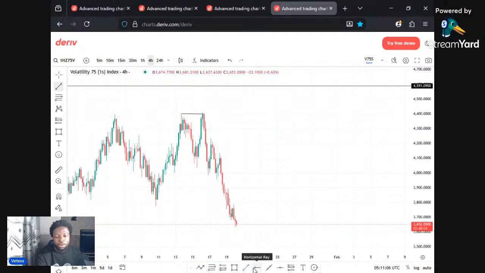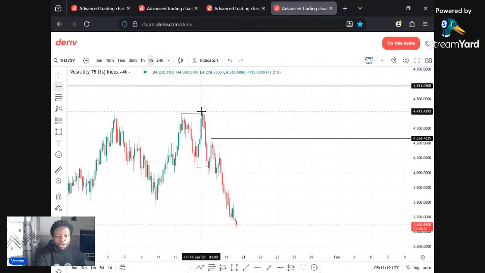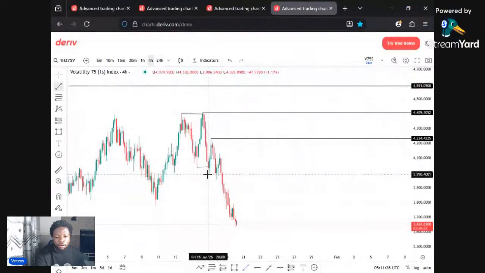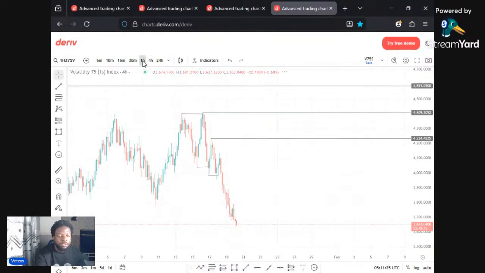We have the sweep here. We have our first break of structure, which is this, and then we have our structural liquidity, which retraces 50% to give us structural liquidity, and then we have our protected high, which is here. After the protected high, we have our second break of structure, which is here, and then this is what we are anticipating next.